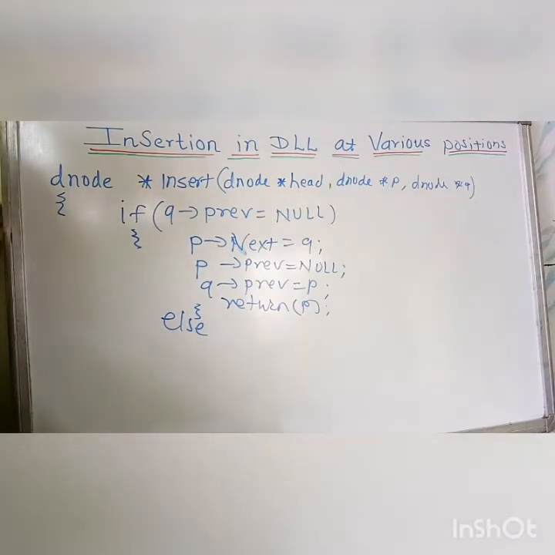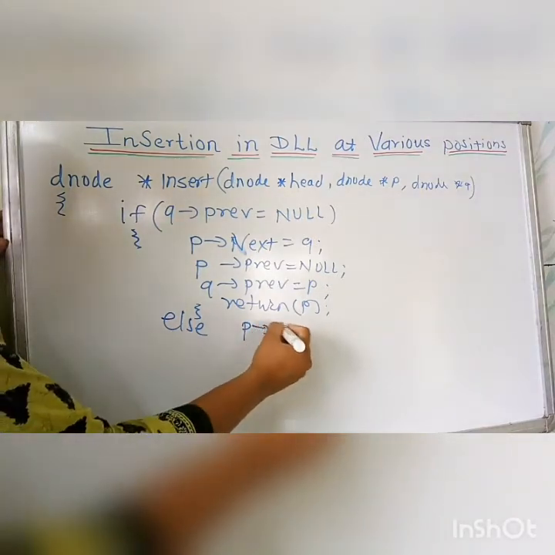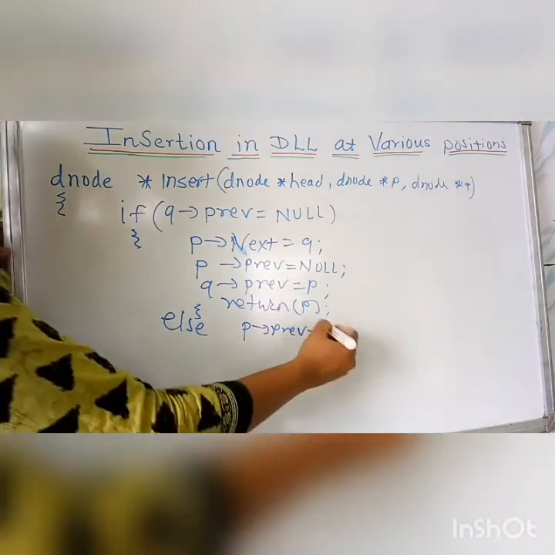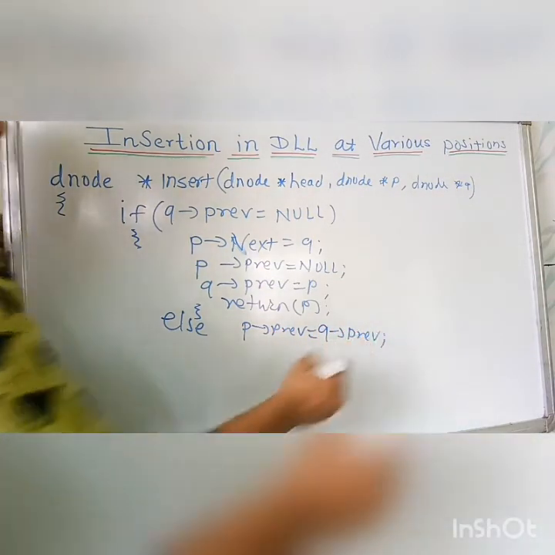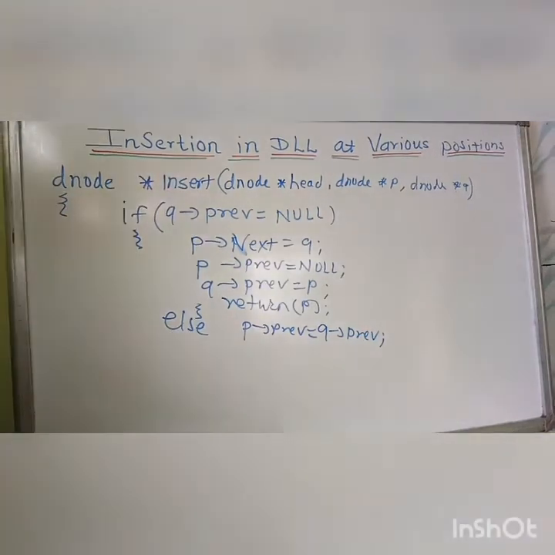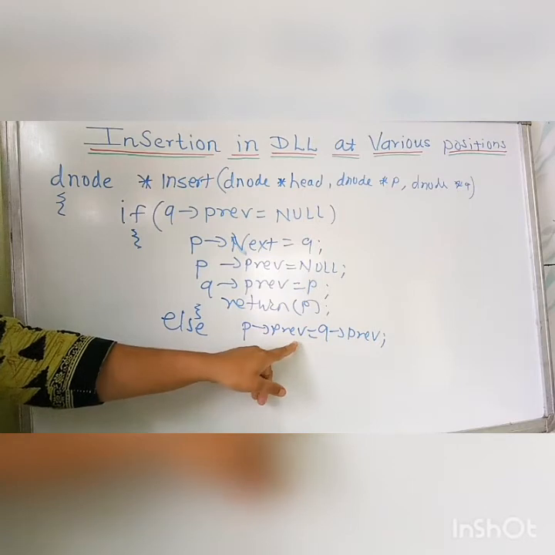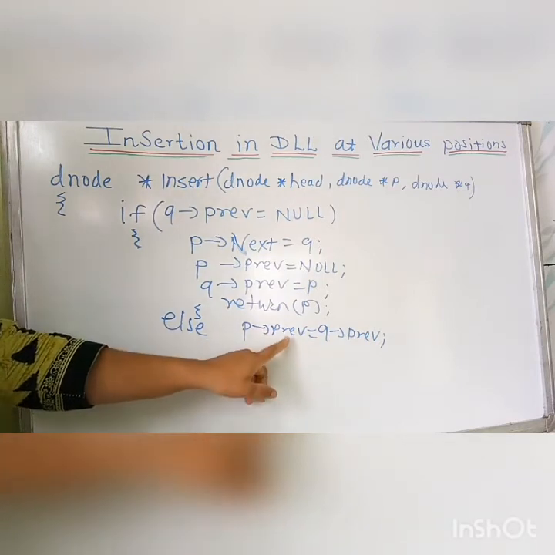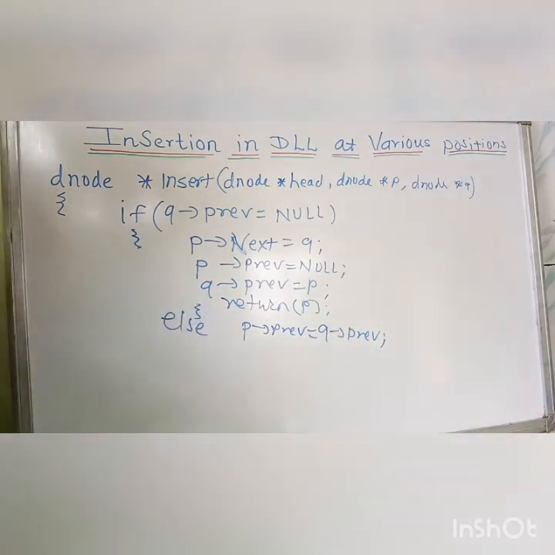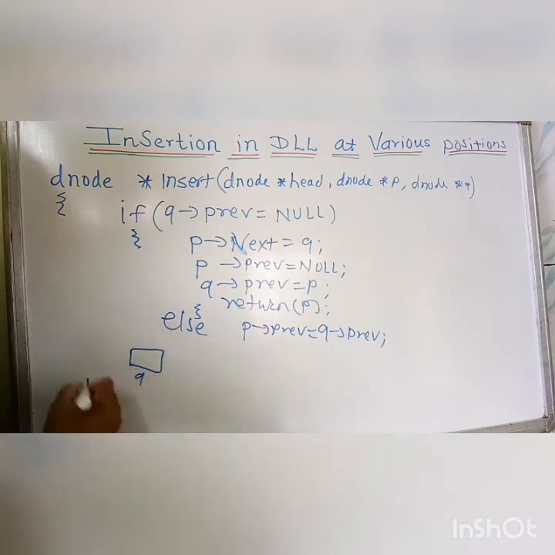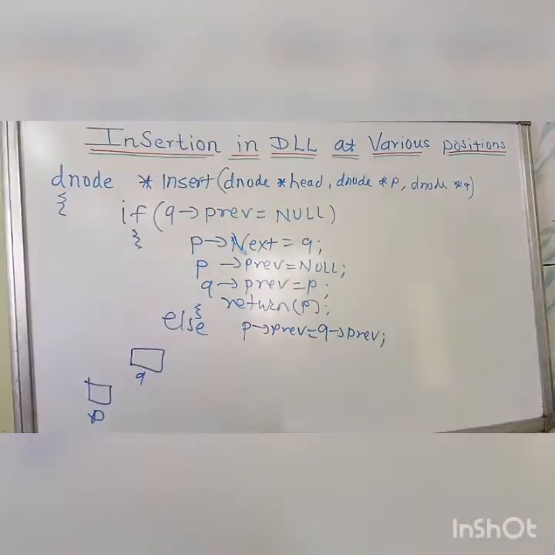What is it? We have to make the P pointer previous equals to Q pointer previous. If you remember the function before this function that we had learned, in that case, when we had to insert at the next position, we had taken the next. But here we have to insert at the previous position. So we are taking here P pointer previous equals to Q pointer previous. Again, now suppose it is a Q. It is a node P. We have to insert it in the previous position.